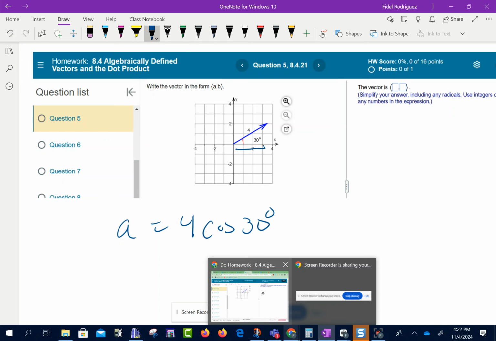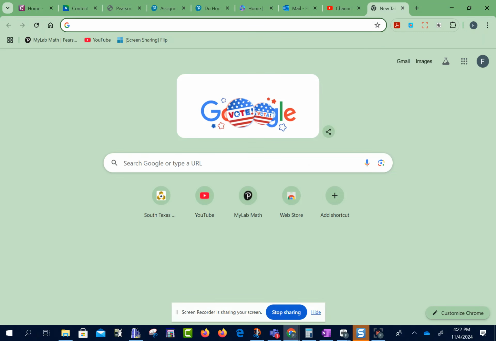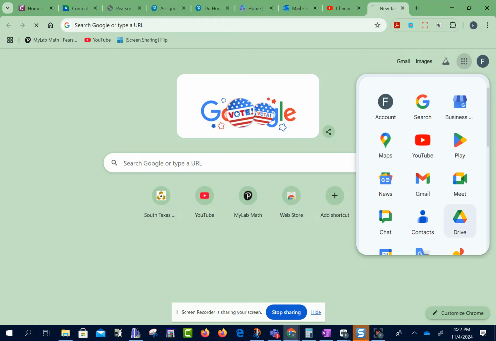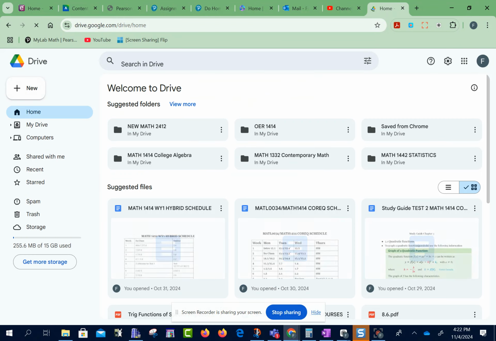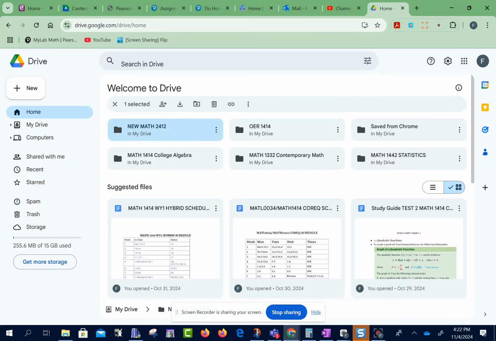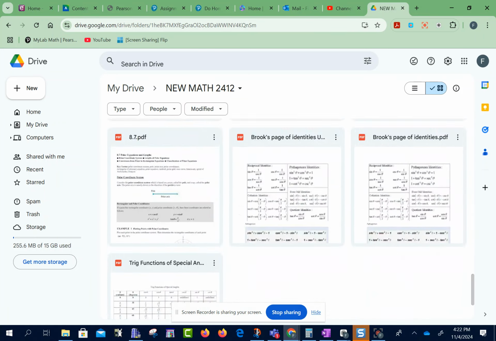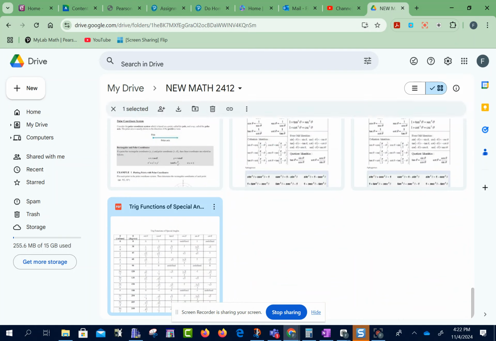So let me do this real quick. Let me come back over here. Let me go to my drive, right? I've been sharing this with you guys as we've been going across throughout the semester. Here we go. This is what I'm looking for, my table of angles. Let me see if I can get this to open up.